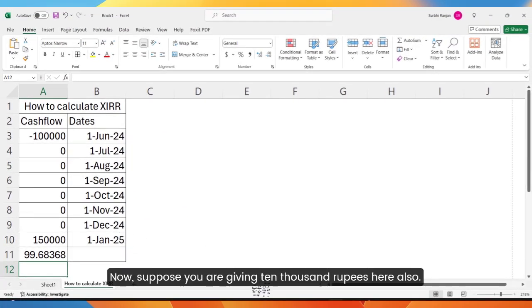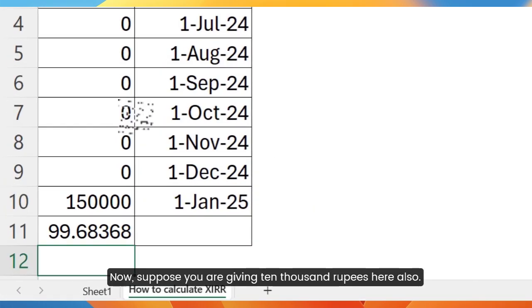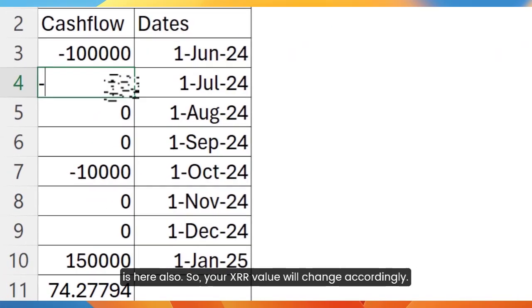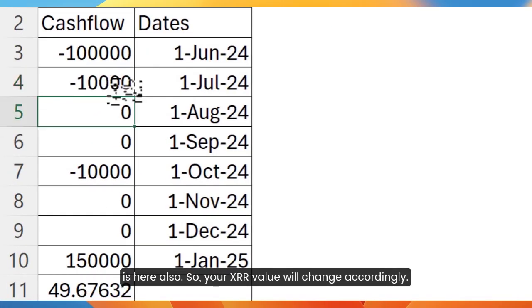Now suppose you are giving 10,000 rupees here also. So XIRR will change. So your XIRR value will change accordingly.